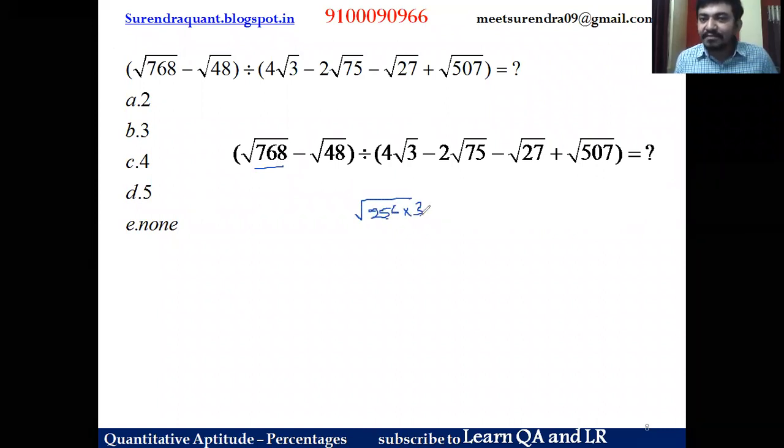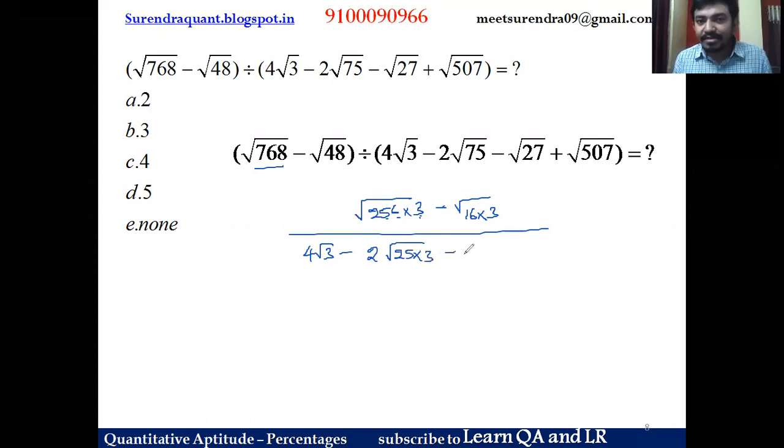256 times 3 is 750 plus 18, 768. Minus root 48 as 16 into 3, divided by, this is straight away 4 root 3 minus 2 into root 75, which can be written as 25 into 3, minus root 27 is 9 into 3, plus root over 507. Friends, 163 times 3 is 489, sorry, 169 times 3: 160 times 3 is 480, 9 times 3 is 27. 480 plus 27, 507, right?